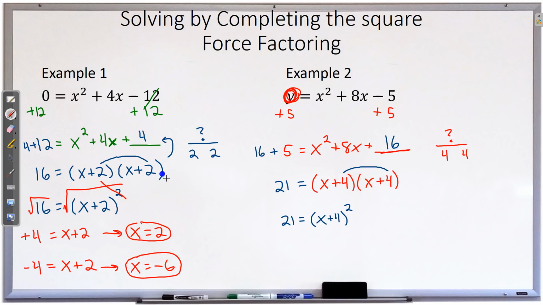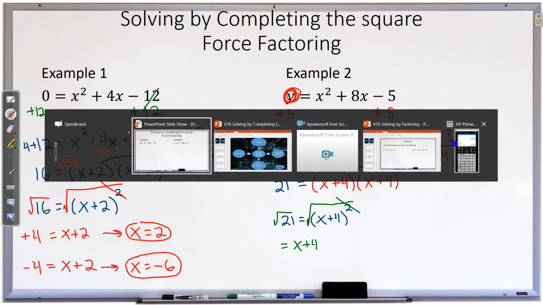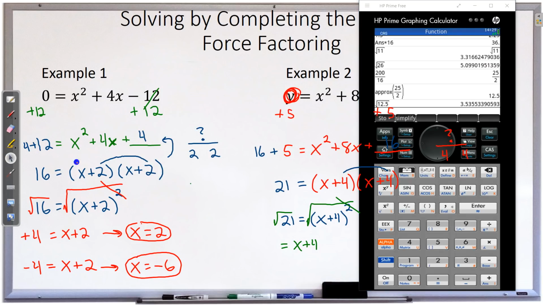To keep simplifying this, now we're ready to get rid of that square root. So let's do that. Get rid of the square by taking the square root. That goes away. So we have x plus 4 is equal to the square root of 21. Let's figure out what the square root of 21 is. Give me a decimal. 4.58.